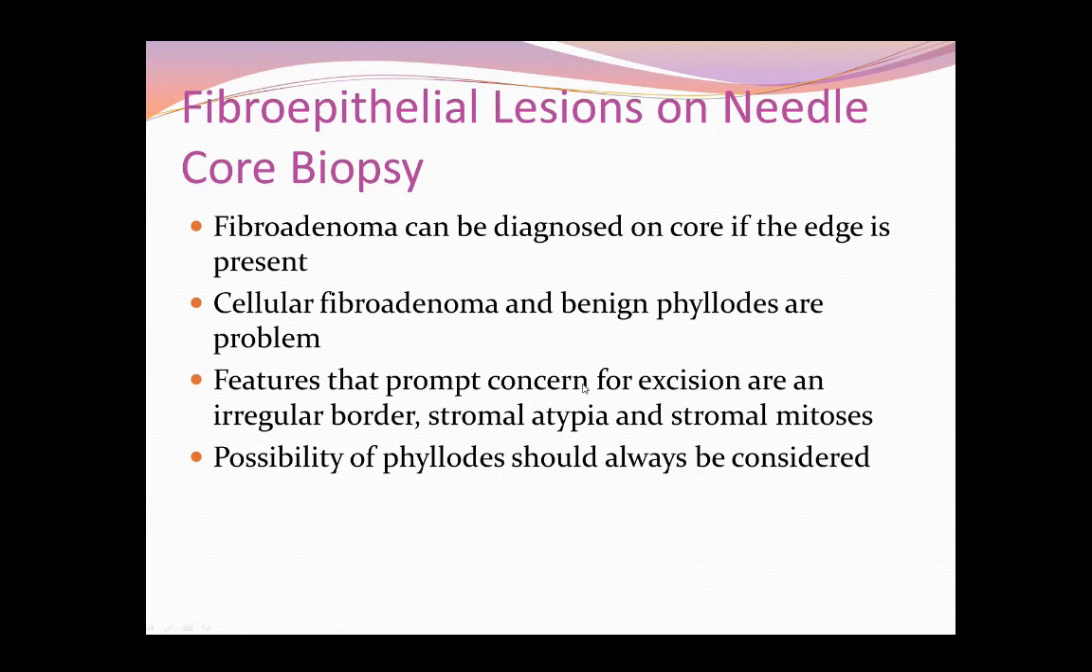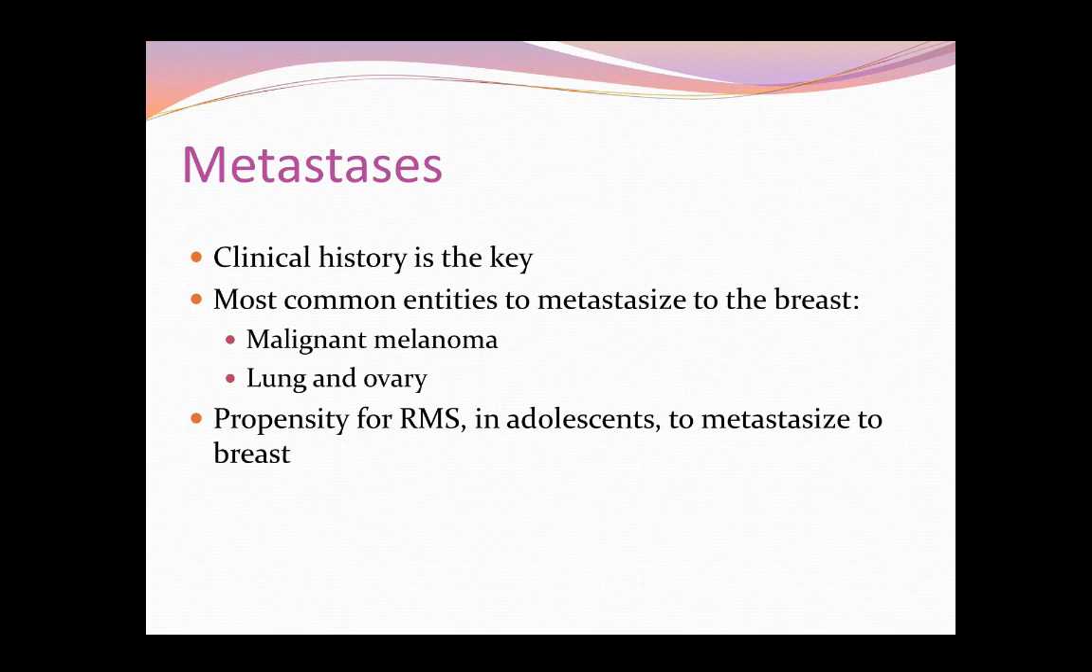Features that should prompt the concern for excision on the needle core: when the spindle cell lesion has irregular borders, or the FELs have irregular border, stromal atypia, or stromal mitosis. And always, whenever there is an atypical or malignant spindle cell lesion, the possibility of phyllodes should be considered. In brief about metastasis, clinical history is the key. The most common entities that metastasize to the breast are malignant melanoma, lung, and ovary. There is a propensity for rhabdomyosarcoma in adolescents to metastasize to breast.